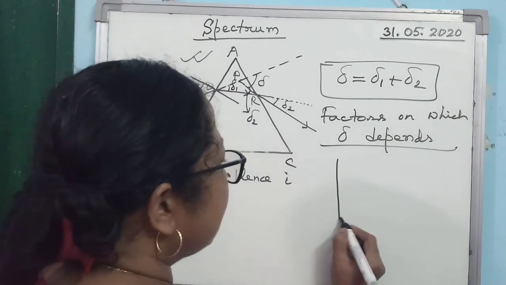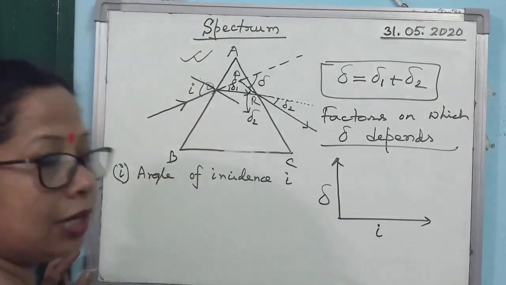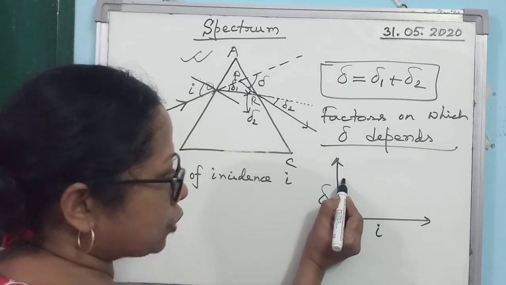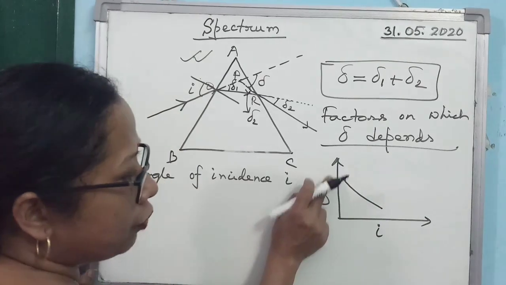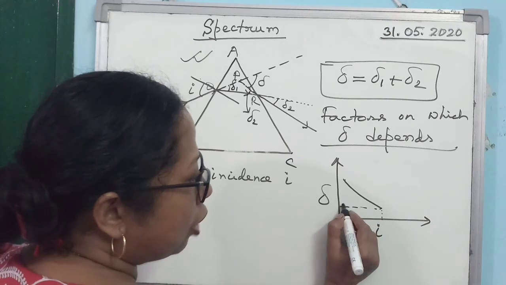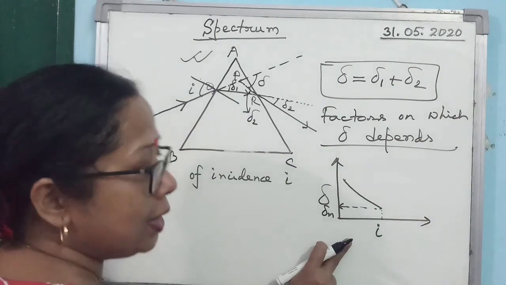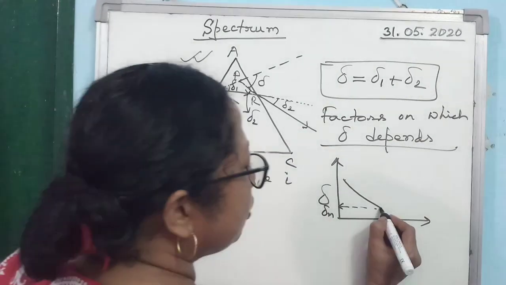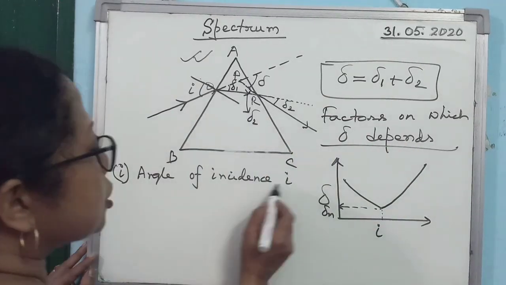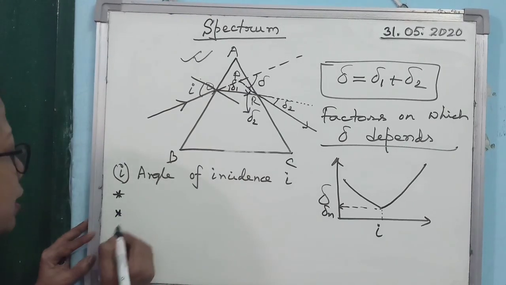How does delta depend on I? We can understand it from this graph, that if you plot delta versus I graph, then you will observe that when I increases from a small value, then first of all delta decreases, and then for only one value of I, delta becomes minimum. After that, if you increase the angle of incidence, what happens to delta? Delta increases. Alright. So how does delta depend on angle of incidence? What is the first point? Verbally I am saying. Here 3 points you have to write.